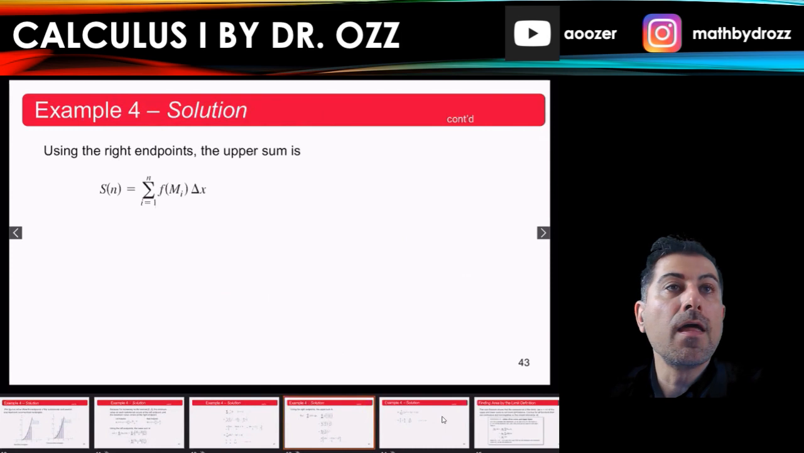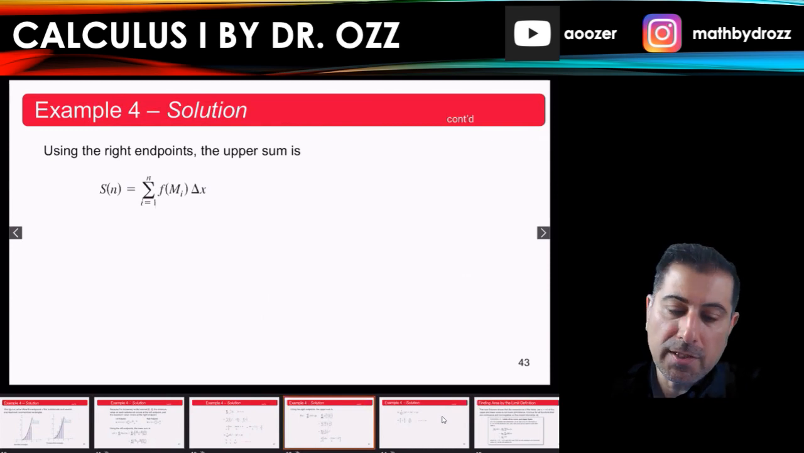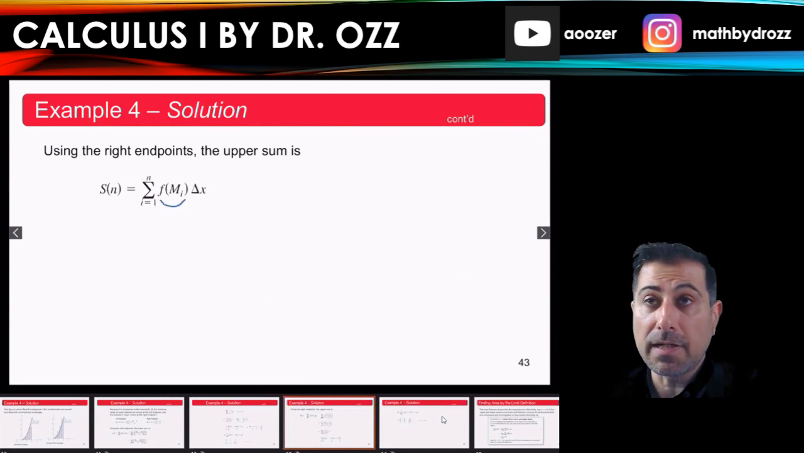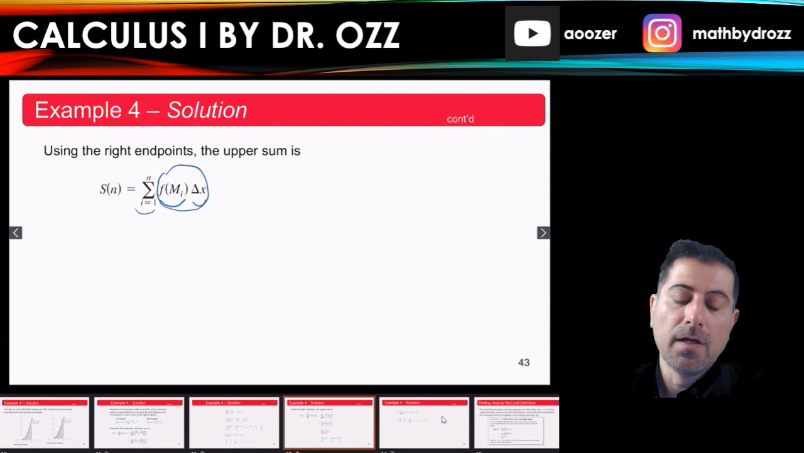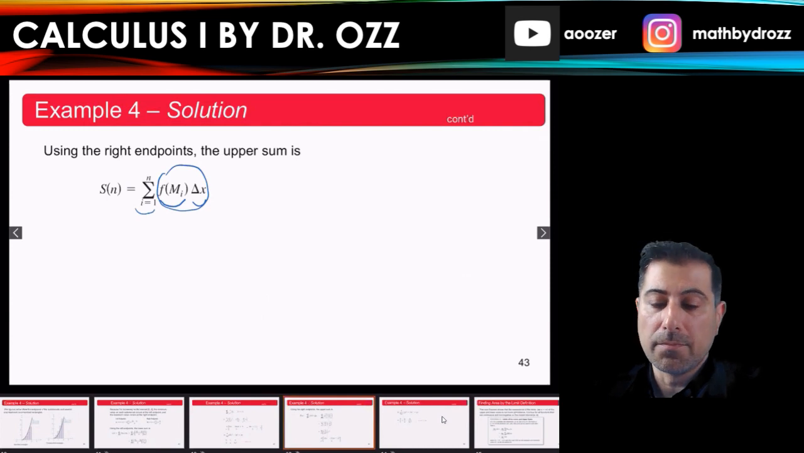All right, in this slide, we're going to write the upper sum represented by capital S of n. So this time, we're going to use f of capital M sub i. These are the heights of circumscribed rectangles, and this is the width of each circumscribed rectangle. So this times that gives you the area of the ith circumscribed rectangle. And if you take the sum of those areas, you get the upper sum. Okay, let's write that out clearly.